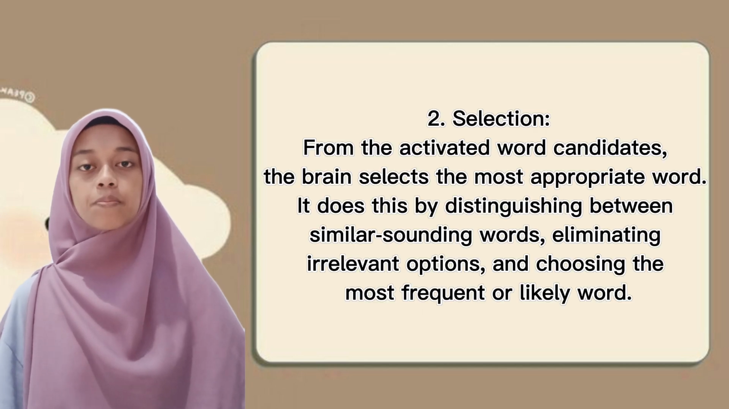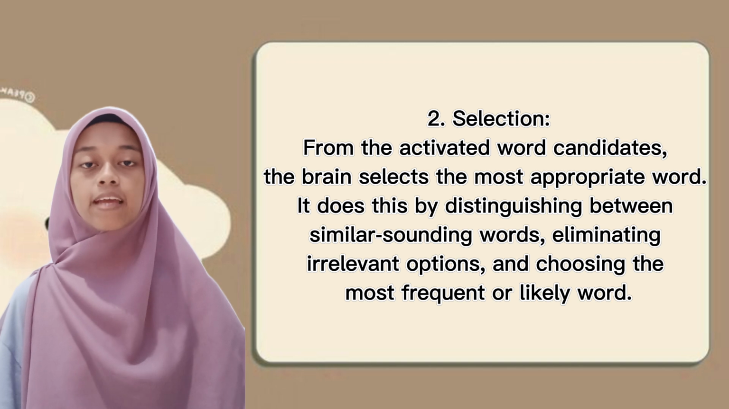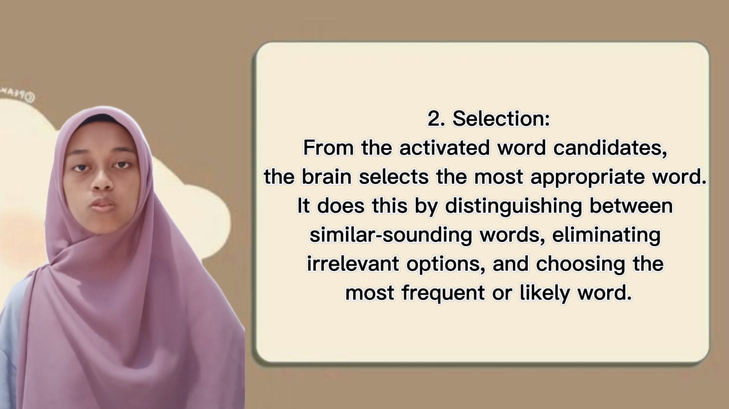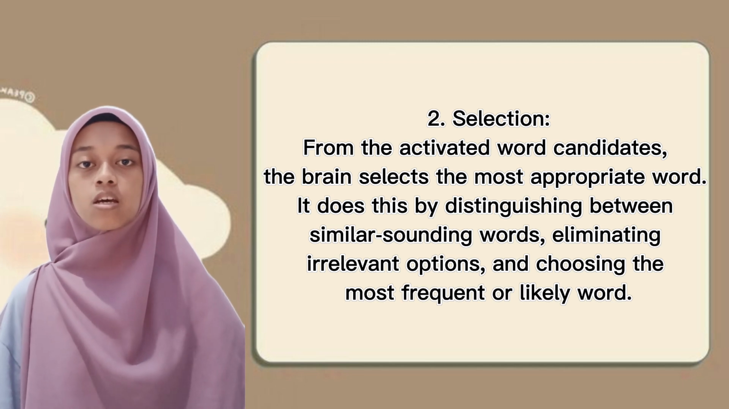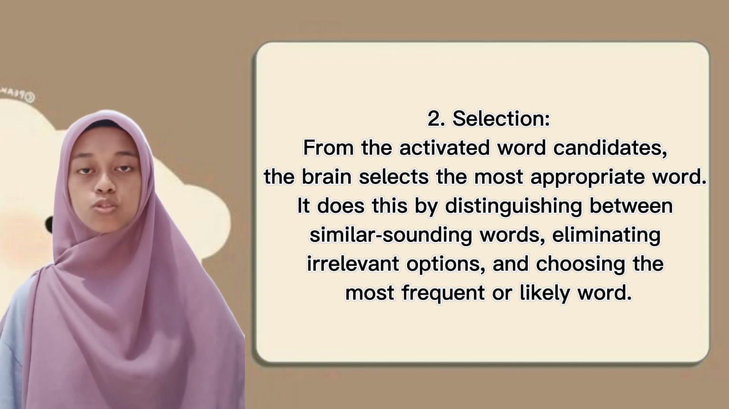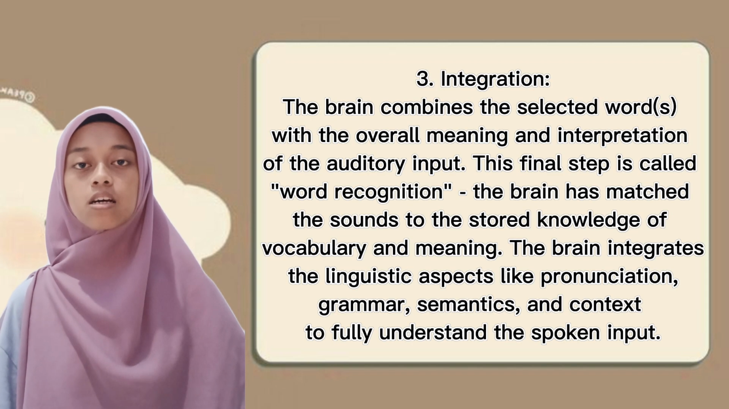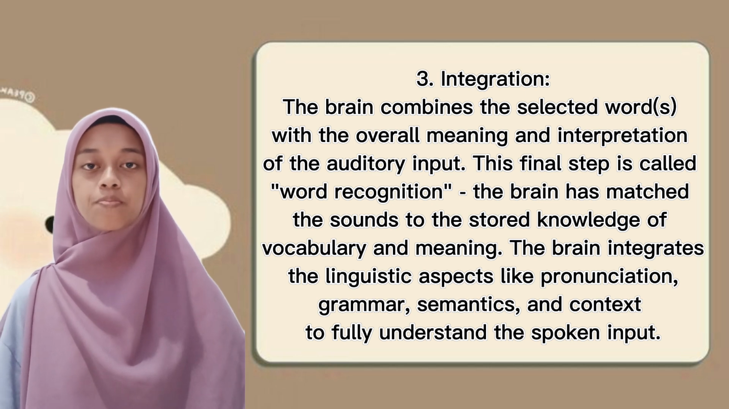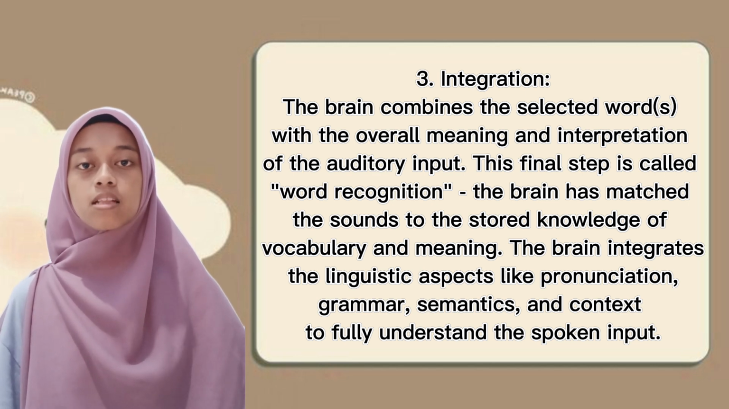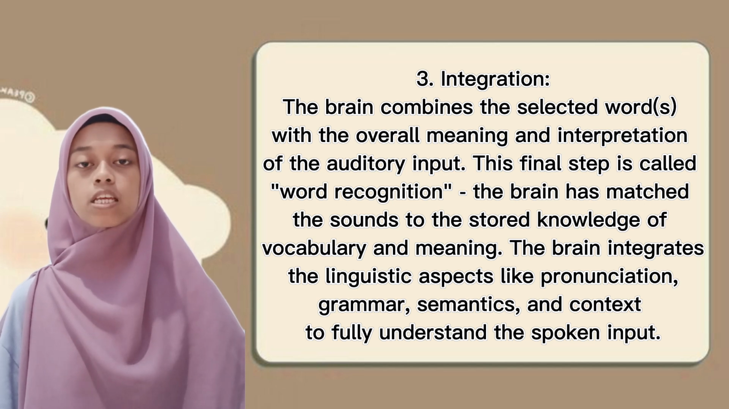And the second phase is the selection phase. From the activated word candidates, the brain selects the most appropriate word. It does this by distinguishing between similar sounding words, eliminating irrelevant options, and using the most frequent or likely word. And the last phase is integration. The brain combines the selected word with the overall meaning and interpretation of the auditory input.